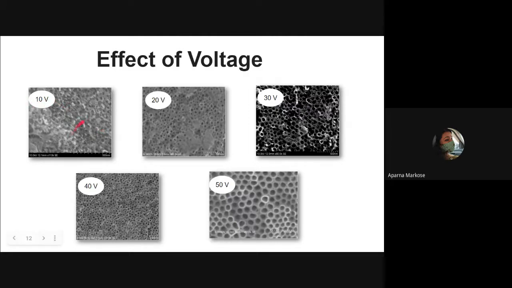At 10 volt you can see formation of pits and voids, but not very defined. When the voltage is increased, you can see larger and bigger pores. This is also 500 nanometer scale, but you can see how big the pores became. You can just compare yourself and see that.